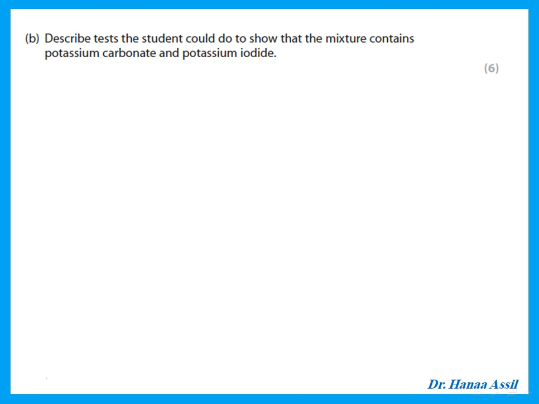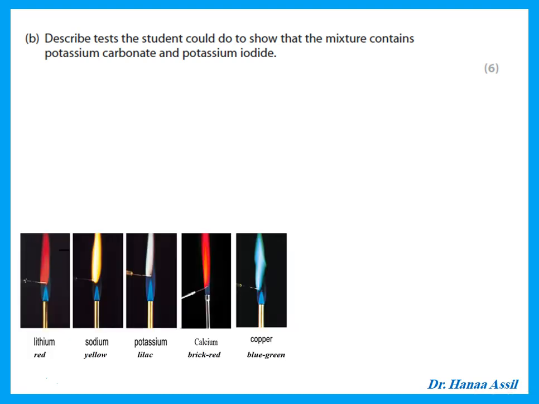What is the test that we have for potassium? You should remember it is flame test. Please remember the colors of the flame tests: lithium, red, sodium, yellow. Potassium is what? Potassium is lilac, calcium is brick red, and copper is blue-green. So to test for potassium, do the flame test. Potassium should give lilac flame. So that's the test for potassium.